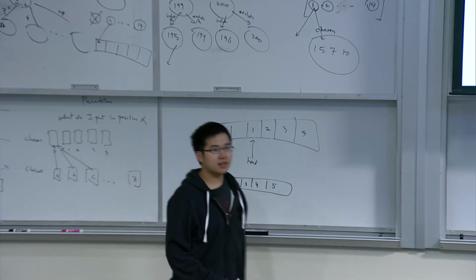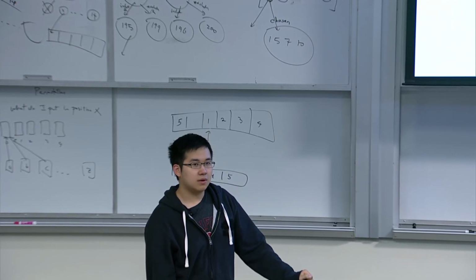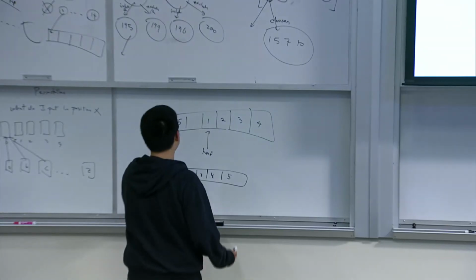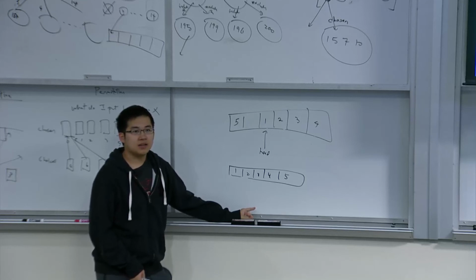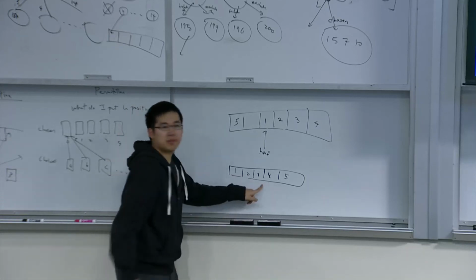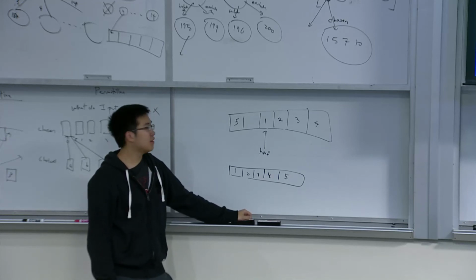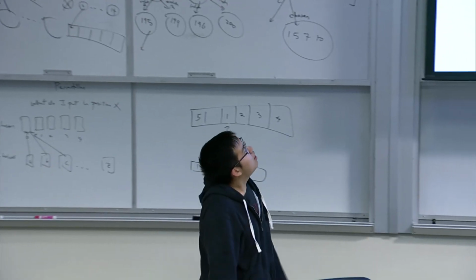Does this in any way handle the case when you can't switch because there's an odd number? Yeah, if you look at the very top, it says for int I equals 0, I less than num used divided by 2. So if num used is odd, then it rounds down. Just like in this example, if num used is 5, 5 divided by 2 is 2. So you only swap this one and this one, but you ignore the middle one. When we reach the center, index 1 equals index 2, and those last 3 lines of code don't really do anything, but it still works fine.